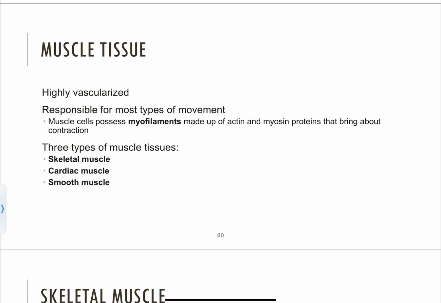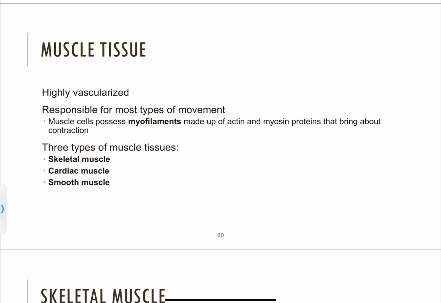Okay, so let's move on to our third general type of tissue, and that's going to be muscle tissue. We're going to learn a lot more about this when we hit the muscular system, but for now, I'm just going to give you basic differences between the three different types of muscle tissue that we have. Regardless of what type of muscle tissue it is, muscle tissue is highly vascularized, so it has huge amounts of blood supply. It needs a ton of nutrients in order to generate the amount of ATP or energy needed for these muscle cells to undergo contraction. So it's responsible for most types of movement.